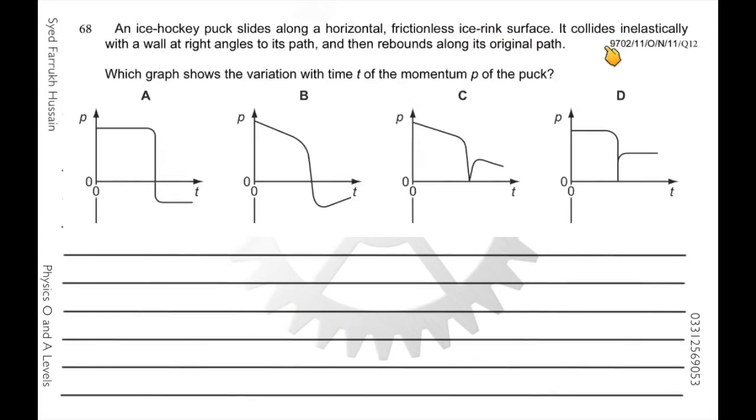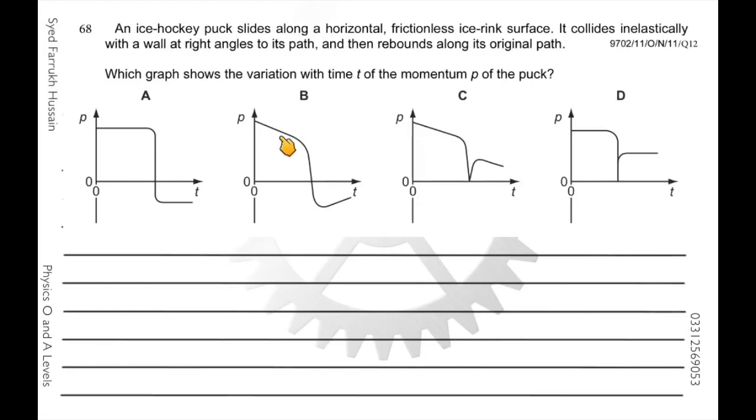Frictionless ice rink surface, right? So there is no resultant force, so there is no change in momentum, and after collision the momentum of the system will change, and if it was positive before collision, after collision it will be negative. Option B is not satisfying frictionless surface, because if the surface is frictionless there should be no change in momentum.